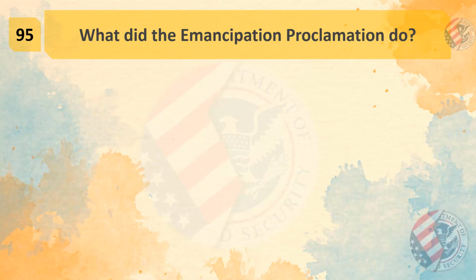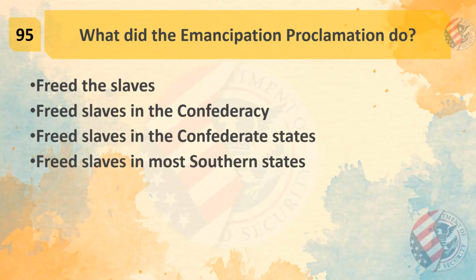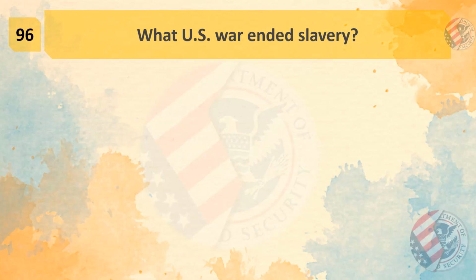What did the Emancipation Proclamation do? Free the slaves. Freed slaves in the Confederacy. Freed slaves in the Confederate States. Freed slaves in most southern states. What U.S. war ended slavery? The Civil War.